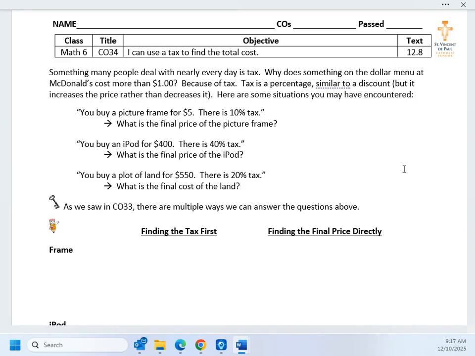So yesterday we decreased because it was a sale. Today we're increasing to include tax, because we have taxes on things. If you go to Target, you don't get taxed on food, you don't get taxed on clothes, but you get taxed on other things, right? You have to pay a sales tax.